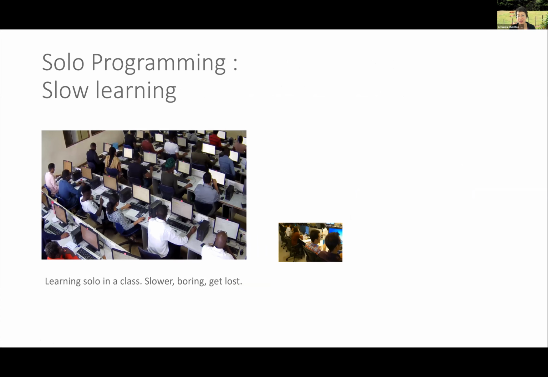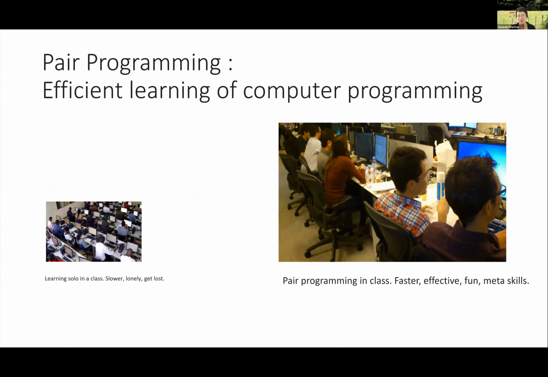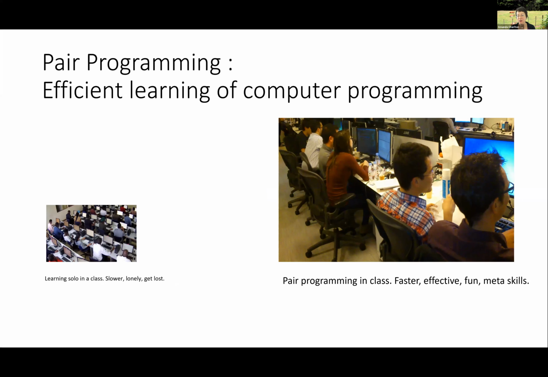Now, this is the modern way to do it. Pair programming, an efficient learning of computer programming. So you have 2 people working together and they share one screen. It's faster and it's more efficient. How does this really work? Let's break it all down.